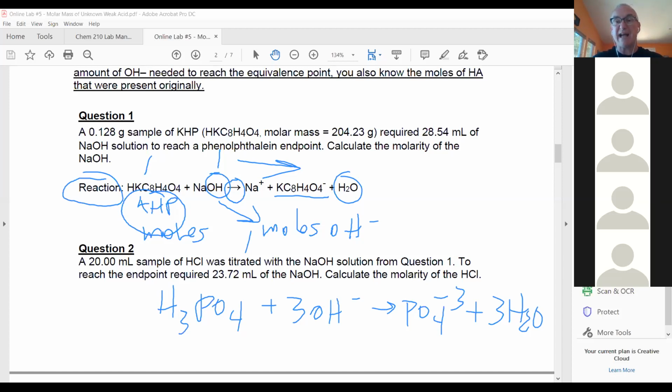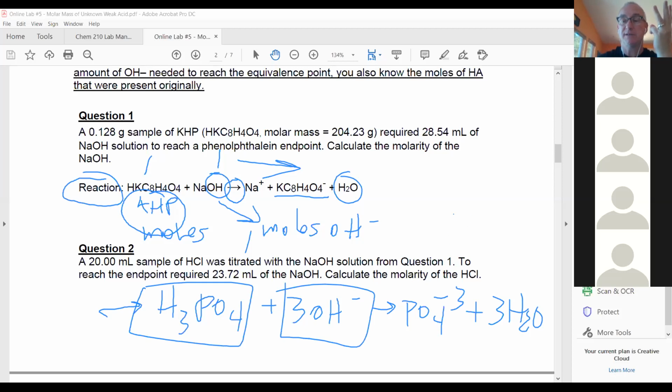So that's why I always need to do the reaction and balance it. Because in this instance, if I had 1 mole of phosphoric acid, I would need 3 moles of hydroxide ion to titrate it. This is what we call a triprotic acid. Tri for 3 and protic for proton or H+.